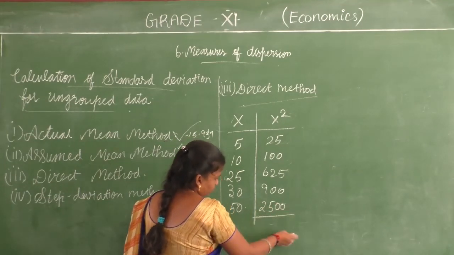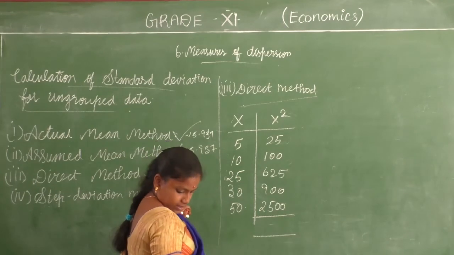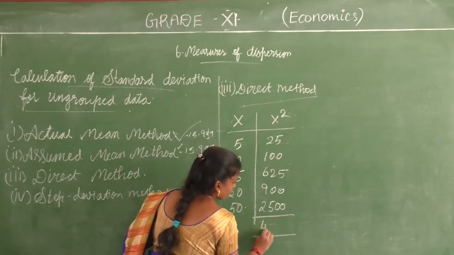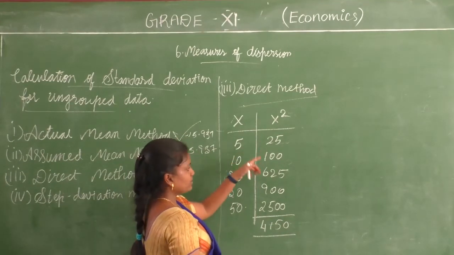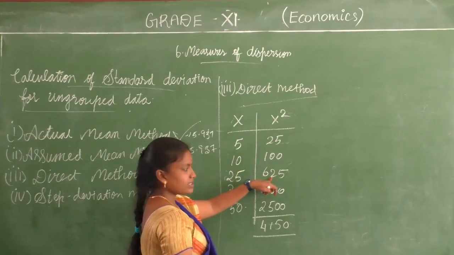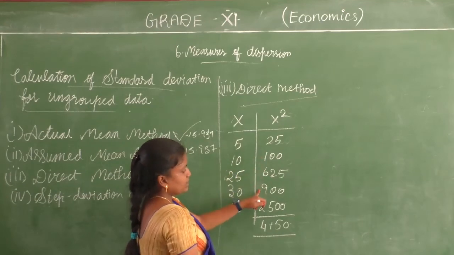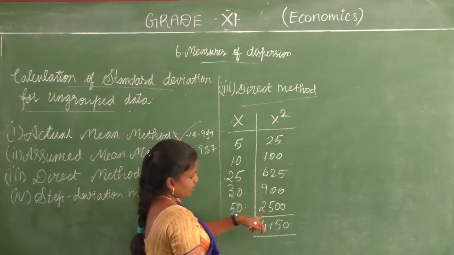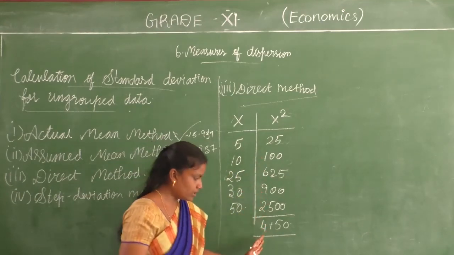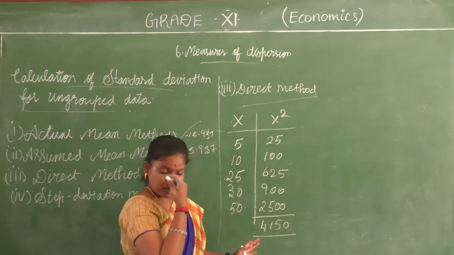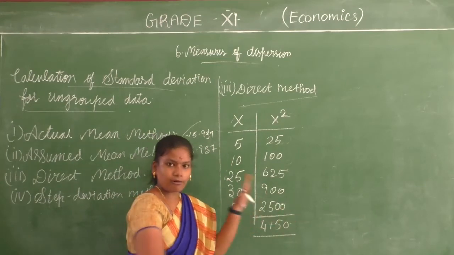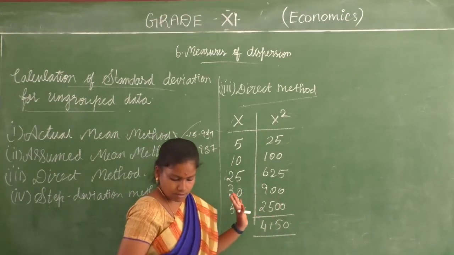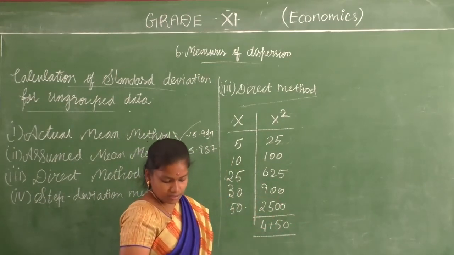You will get a total of 4,150. Right? So this itself will become 650, 750, 750, 650 plus 2,500. You will get 4,150. Now you need to put it in the formula. That's it. Direct method over. You're just going to find the formula.